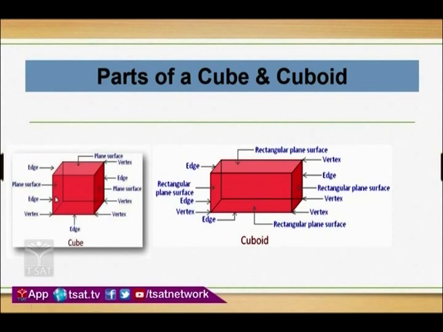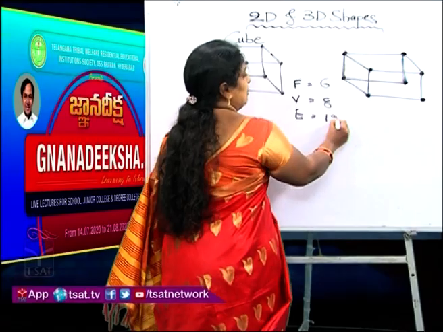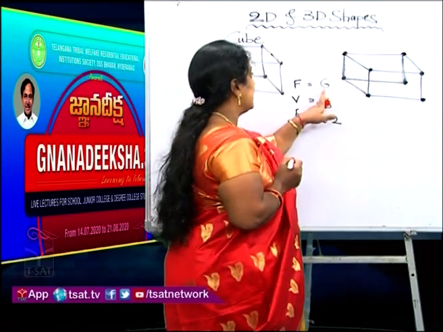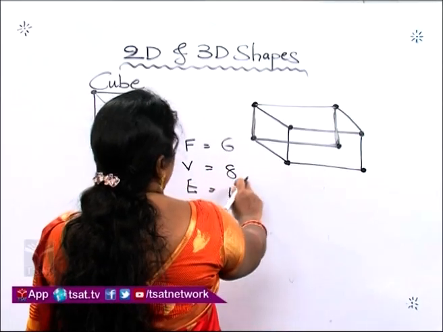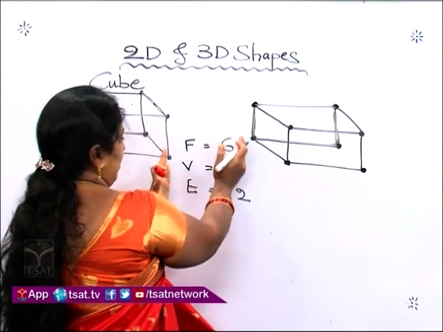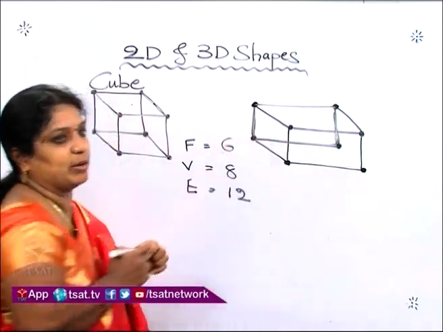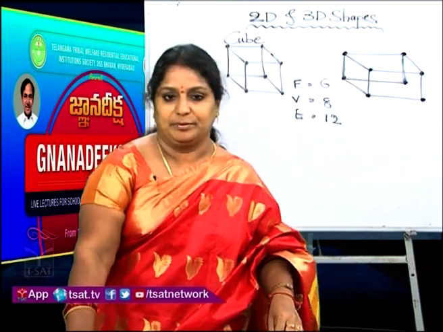If you see the edges, all the edges, first you count from the top. How many edges can you see here? 1, 2, 3, 4. Bottom also 1, 2, 3, 4. Total 8. At the sides you can see the edges 1, 2, 3, 4. It means top 4, sides 4, bottom also 4. It means total how many edges? Total 12 edges. Similarly, a cuboid also contains 6 faces, 8 vertices and 12 edges. So, the numbers of faces, vertices and edges are equal for both cube as well as cuboid.